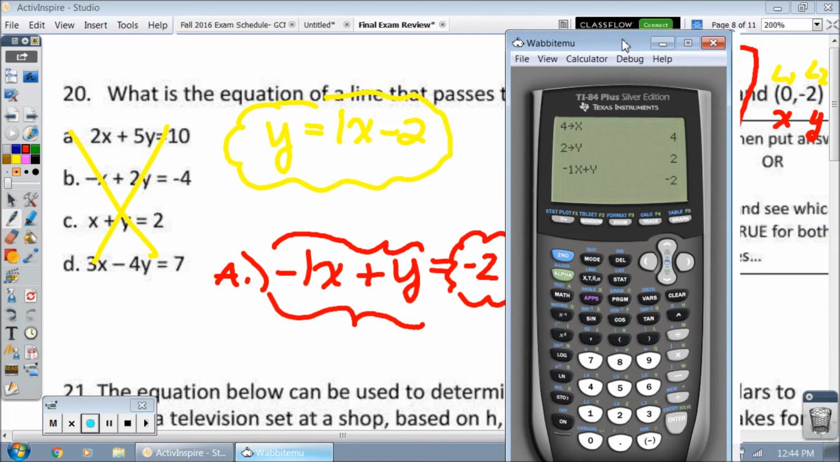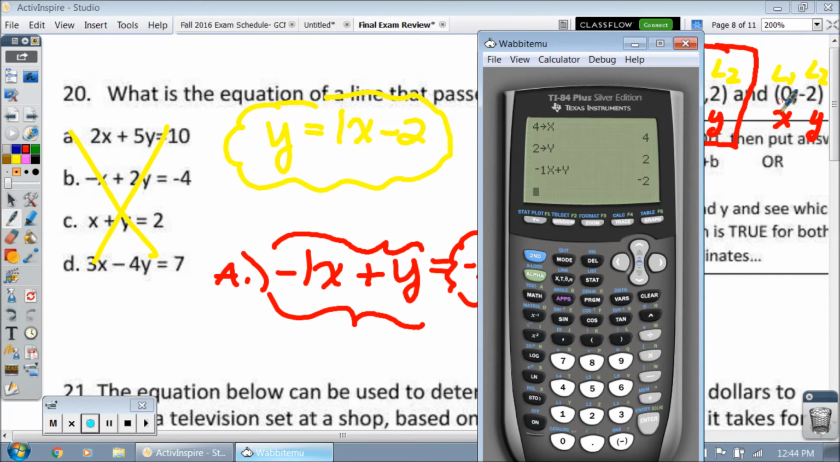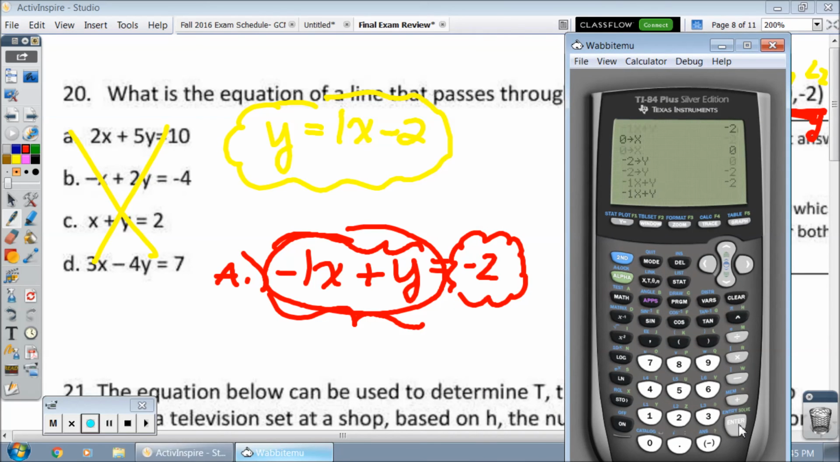Let's see if that gives me an answer of -2. And it does. But it has to also work for this coordinate as well, 0, -2. So take 0 and store it to x. Take -2 and store it to y. Let's type in this -x plus y. Instead of typing that in, I'm just going to copy it. And when I hit enter, it should give me a value of -2. And it does. We're 100% correct. So there's two ways you can do that particular problem.